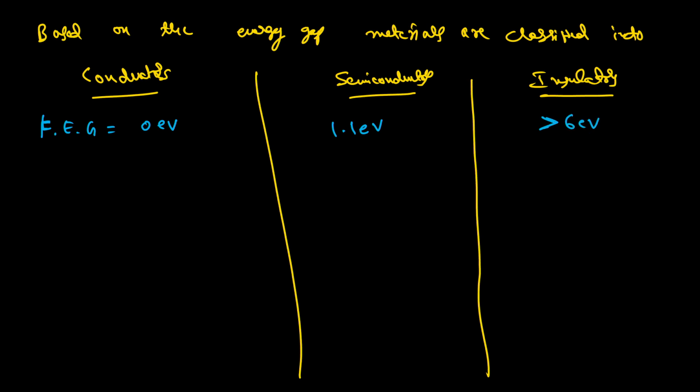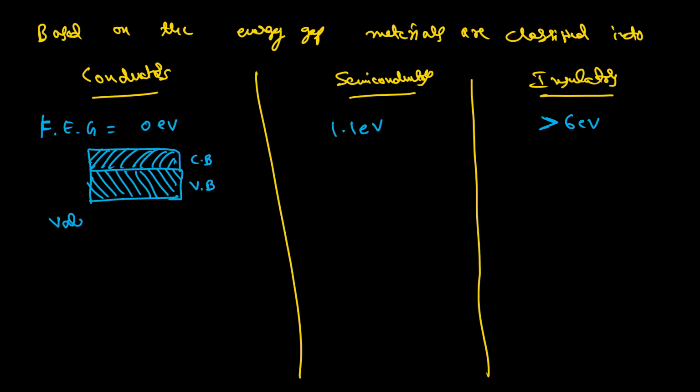That means in a conductor, both the valency band and conduction band overlap each other. Let us assume this is a valency band and this one is a conduction band. Both overlap each other in a conductor because there is no gap between the valency band and conduction band. If these two overlap, then all valency electrons act as free electrons. Valency electrons are the free electrons in conductors.